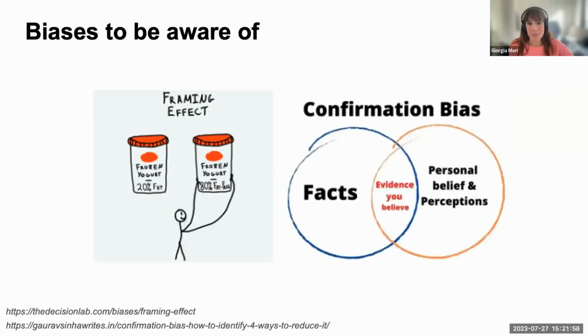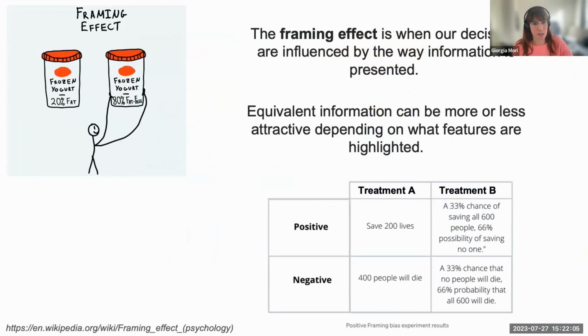And while we adapt our communication style, there are some biases that we need to be aware of. The most important one, I think, is the framing effect. So the framing effect is when our decisions are influenced by the way information is presented. Equivalent information can be more or less attractive depending on what features are highlighted. This essentially means that our choices are influenced by the way options are framed through different wordings, reference points, and emphasis. The most common framing draws attention to either the positive gain or negative loss associated with an option. And we are susceptible to this sort of framing because we tend to avoid loss.